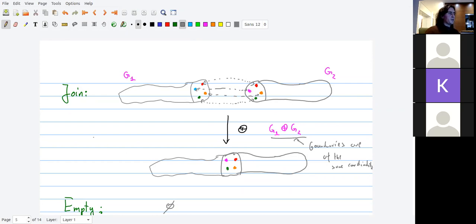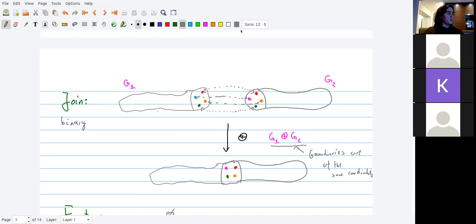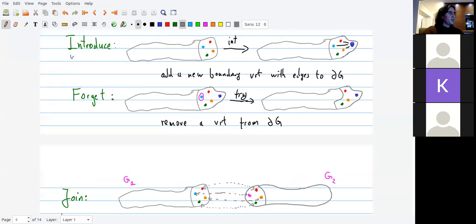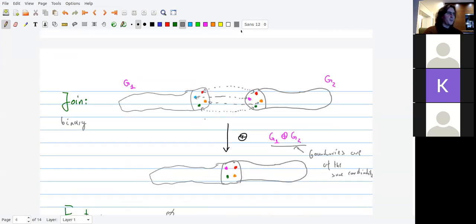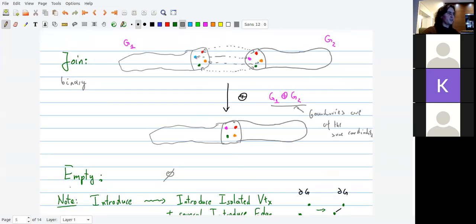So this is a binary operation in the sense that it takes two boundaried graphs and outputs one boundaried graph. These are unary operations in the sense that I just do something with one boundaried graph and output another boundaried graph. And I will also have a trivial nullary operation. So it's just a constant. It's an empty boundaried graph, a graph that doesn't have any vertices or edges, and this is empty boundary. So these are four operations that I can work with on boundaried graphs.